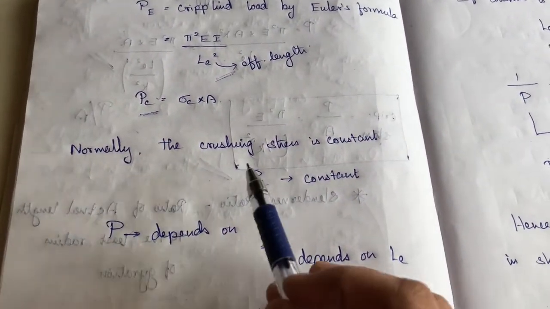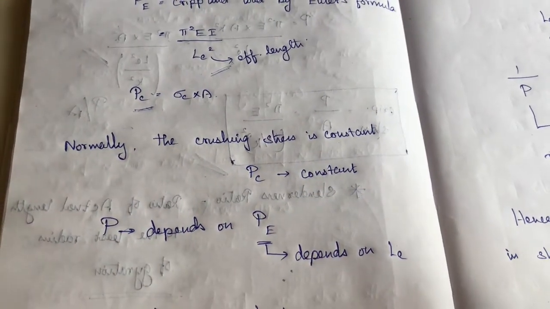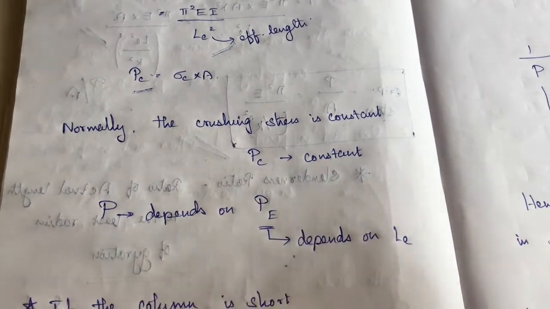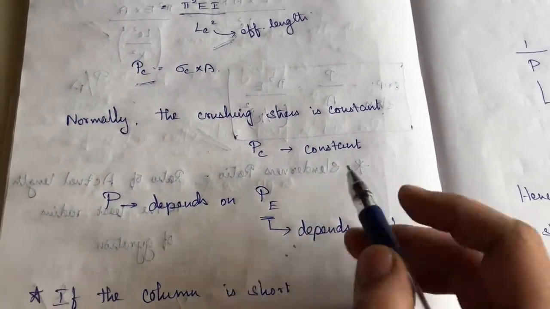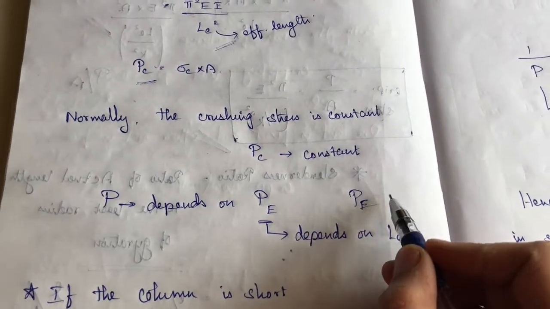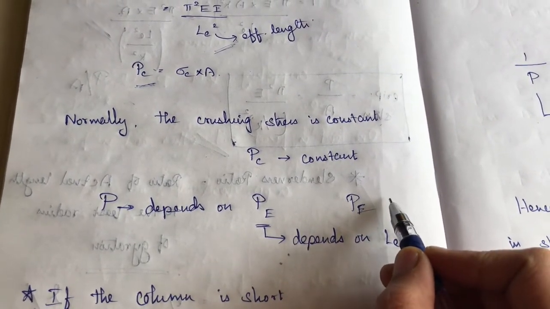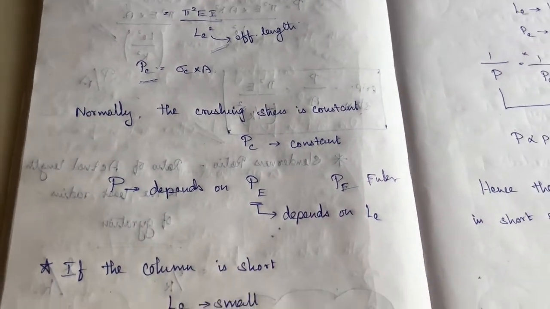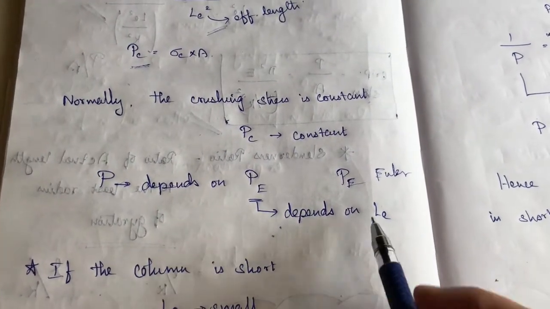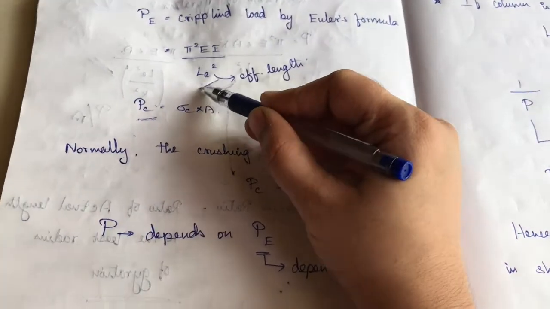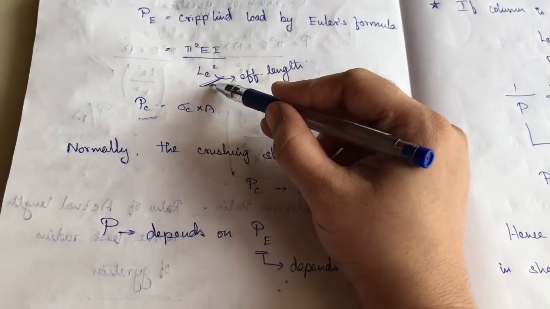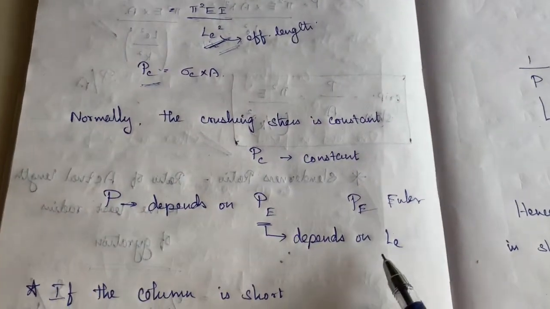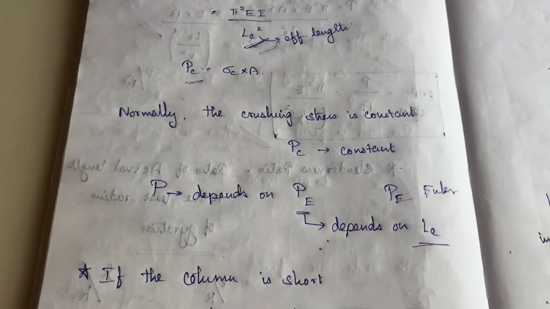Okay, normally the crushing stress is constant because every column will have the same crushing stress, so it is constant. So the P always depends on the PE, right? That is the crippling load due to Euler's formula. Okay, so this P always depends on the PE, whereas PE depends on LE, because here this LE is the main thing, right? So LE, these are all constant, so this one is the variable. So LE, which is nothing but the effective length.